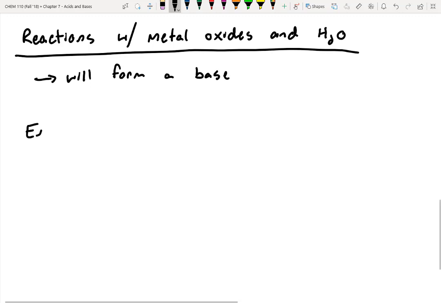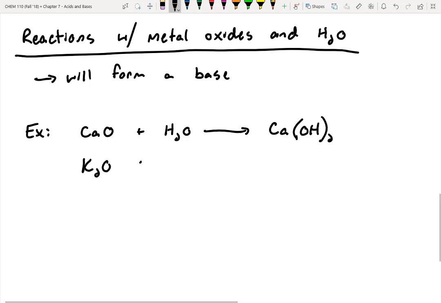An example of this would be something like calcium oxide plus water. If you mix these together, you're going to get calcium hydroxide, and we know because it has hydroxide in it, it must be a base. Same thing with potassium oxide. If you mix this plus water, you're going to get 2 equivalents of potassium hydroxide. Each of these, like I said, is creating a product that now has hydroxide in it, and therefore is going to be a pretty good base.